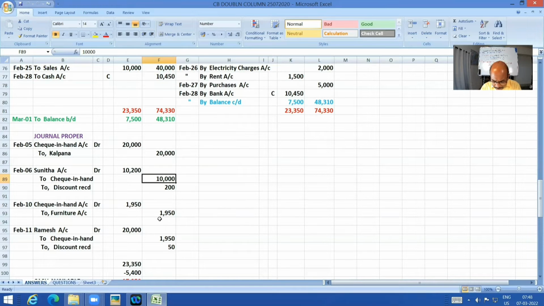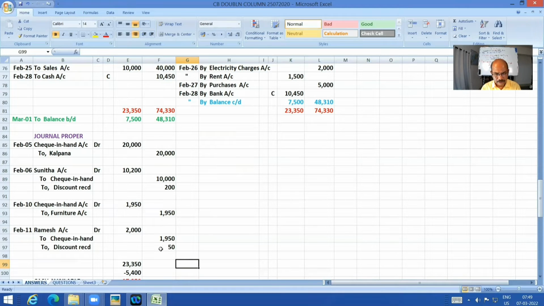And what happened? Next day, the check is endorsed to Ramesh in full settlement of, here I wrongly typed 20,000. It is 2,000 only. I'm sorry. I'm alone here. I told you, no? So small mistake. You have to pardon me. Fine. So Ramesh account debtor 2,000 to check in hand 1,950, to discount received 50.